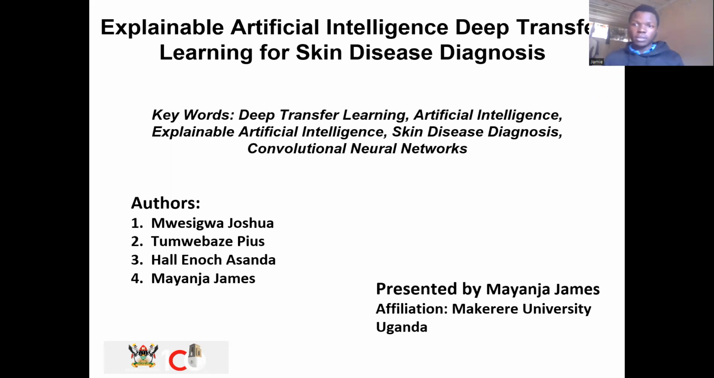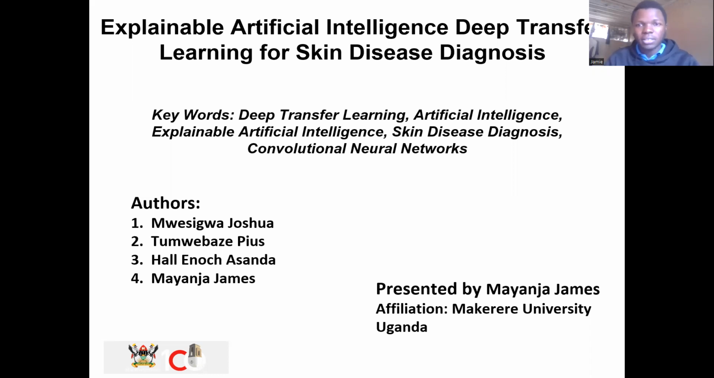So for our keywords, we're going to be looking at deep transfer learning, which is a field in machine learning that focuses on reusing knowledge obtained to train models, and artificial intelligence, that is basically the mimicking of human processes by machines or computers, and explainable artificial intelligence, a field in machine learning that looks at explaining the reasons as to why machines make certain predictions.